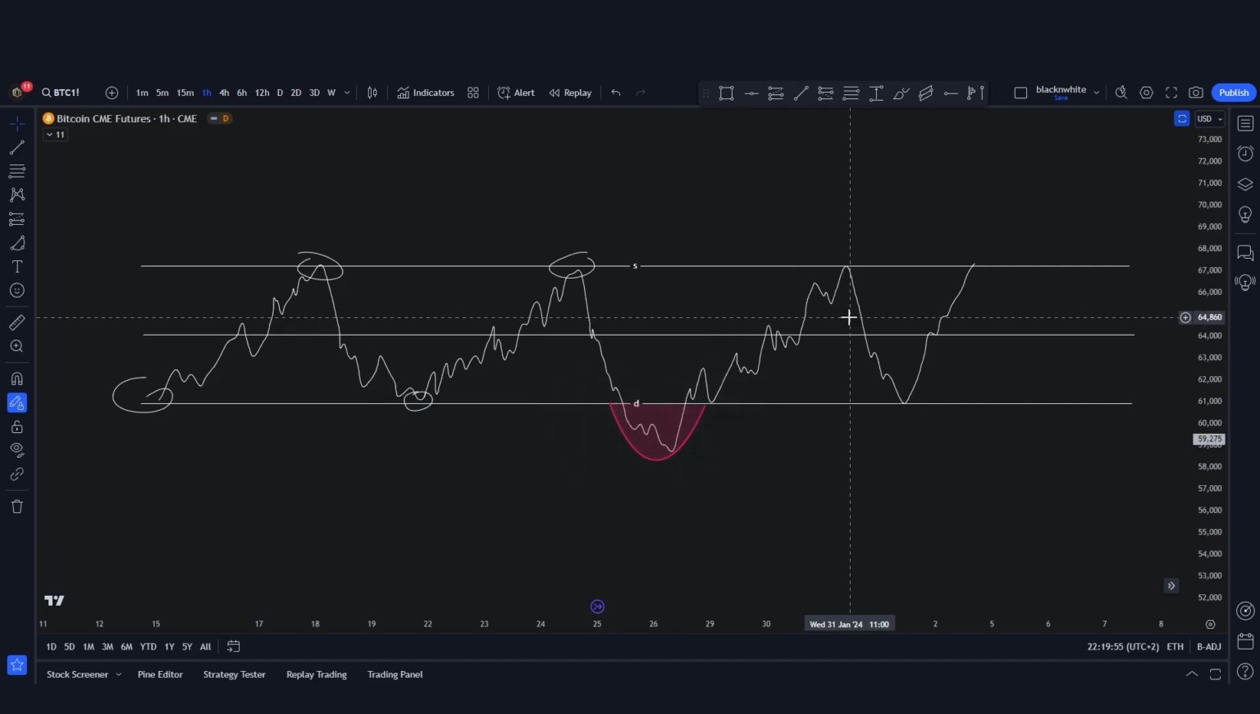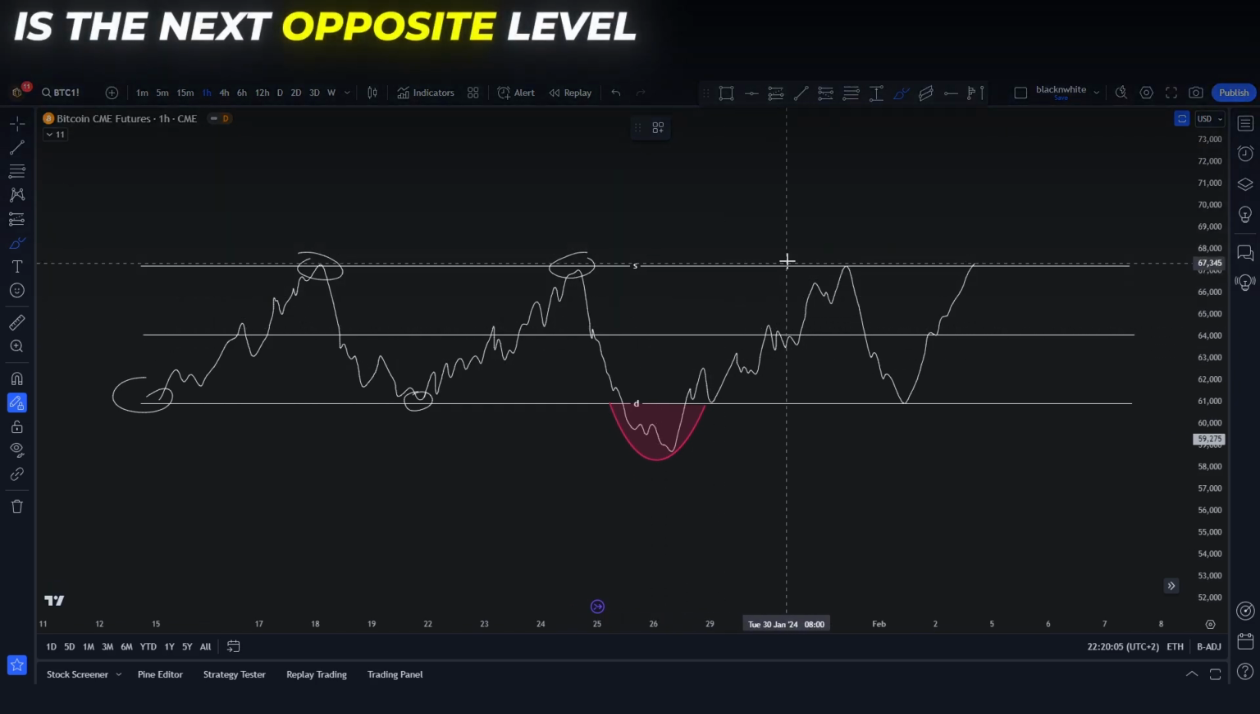Now, after a deviation, obviously the next pivot or level that price is going to get attracted to is the next opposite level.